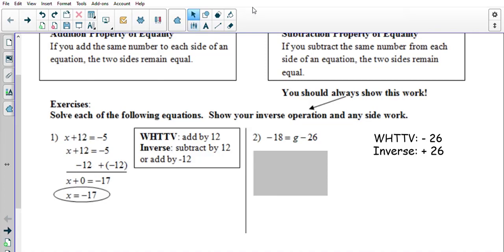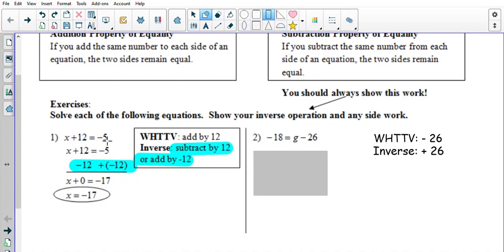So again, we always show our inverse on both sides of our equation, and I'm going to highlight this in blue for us. So either subtract by 12 or add by negative 12, show it once on each side of the equation. On the side with the variable, that should cancel out because 12 minus 12 is 0. So you get x plus 0. Now, I don't normally write this step, and you don't need to write it either. But what you do need to calculate, and you can use your calculator to do this, is negative 5 plus negative 12. Negative 5 plus negative 12 gets us negative 17. So my solution is x equals negative 17.